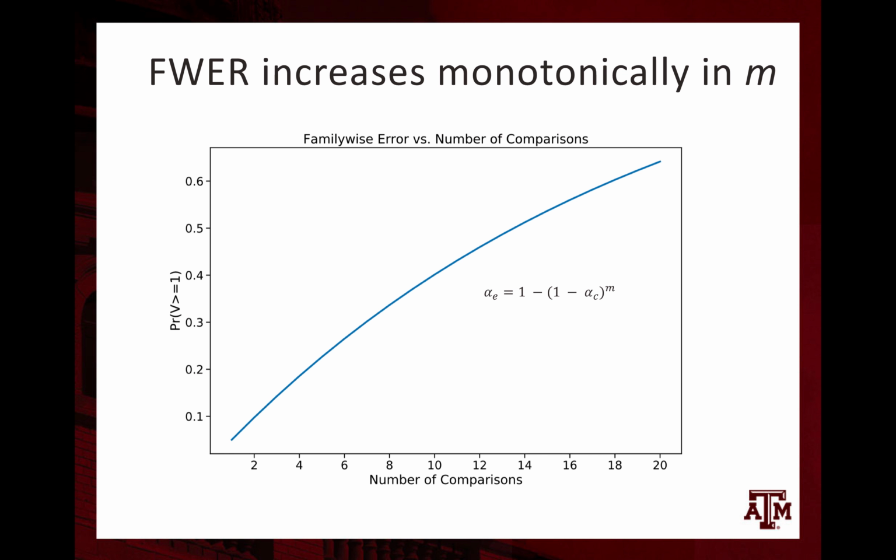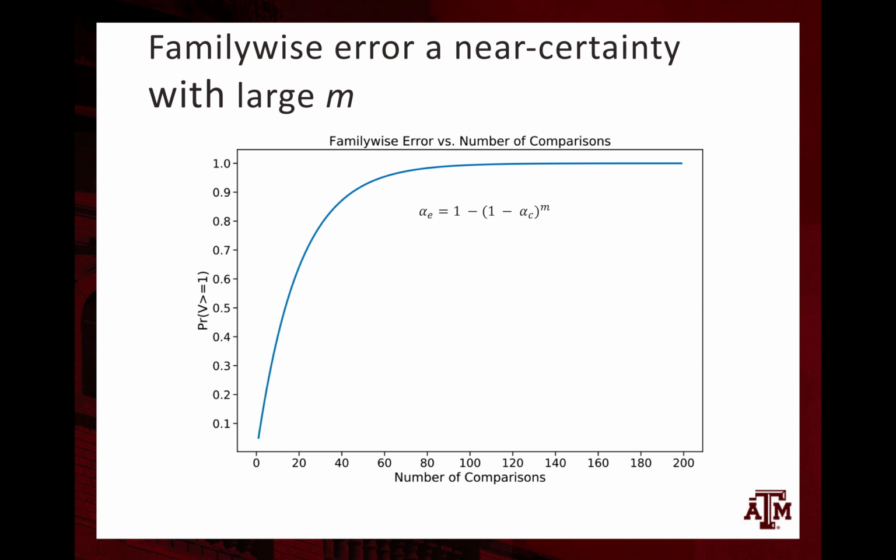On the x-axis is the number of comparisons that are being made, and on the y-axis is the probability of achieving at least one type 1 error. We can see at the end of this graphic, once we have 20 comparisons, our probability of having a type 1 error is over 60%, which is fairly large. When we start getting into hundreds of comparisons, family-wise error is a near certainty. Once we get to around 100 comparisons, we've asymptotically approached a value of 1.